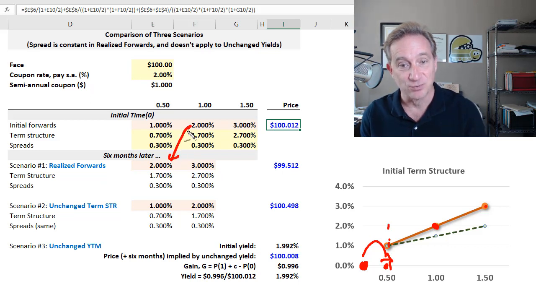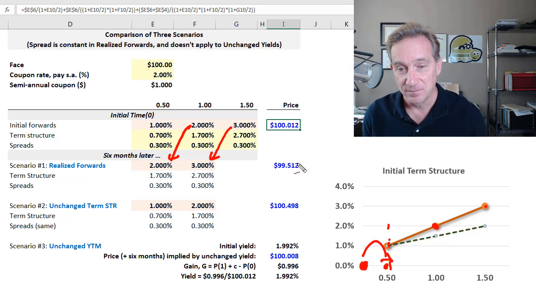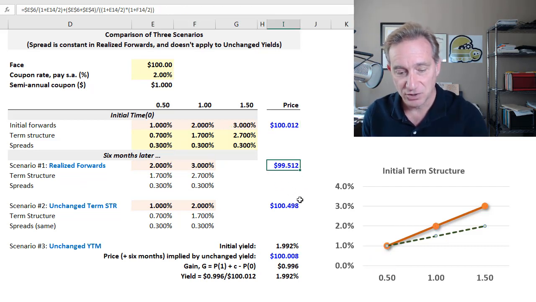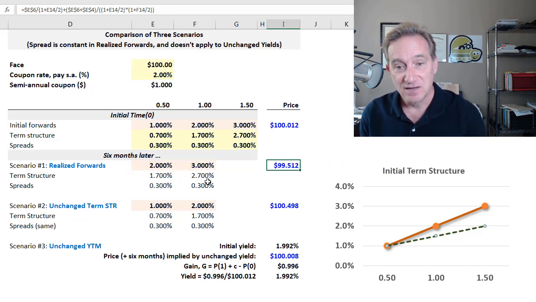This 2% is realized, this one-year rate is realized as a six-month rate when we go forward 6 months. And this 1.5-year rate of 3% is realized when we go forward. That's all that means. And then if I reprice the bond, now remember we've gone 6 months forward, so now it's only a one-year bond. If I reprice it, and I'll just show you the formula there, right? Now I've only got two cash flows, right? A coupon in 6 months and a final coupon in 1 year. If I price this bond under realized forwards, I'm getting $99.512, right? But that was just one scenario.